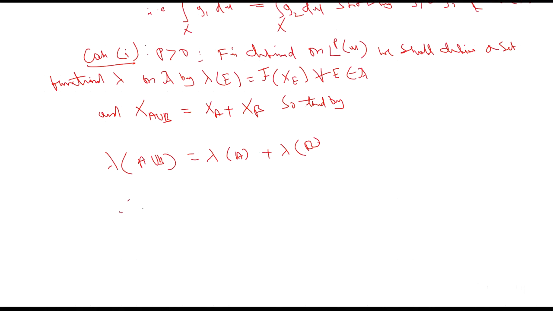Therefore lambda of E equals the limit as n tends to infinity of lambda of the union from i equals 1 to n of E_i, which equals the sum from n equals 1 to infinity of lambda(E_n).